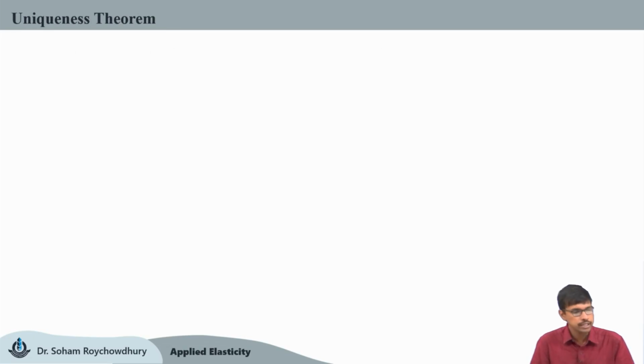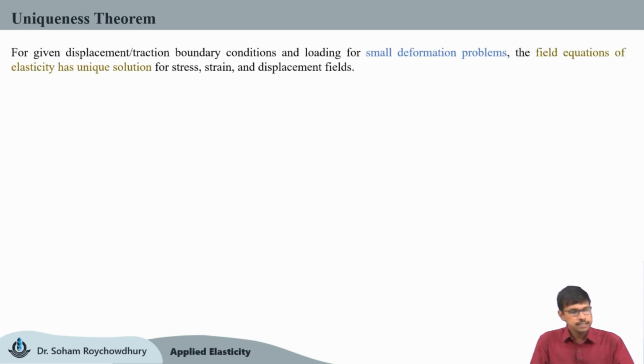Now, moving to the next theorem, which is called the uniqueness theorem. This says that for given traction or displacement boundary conditions and loading for small deformation problems, the field equations of elasticity can have only a single unique solution for stress, strain and displacement fields. So, for any elasticity problem with a given displacement and traction boundary condition along with the given loading, with the assumption of small deformation, the field equations can have a unique or single solution. We cannot have multiple solutions available for the field equations of elasticity.